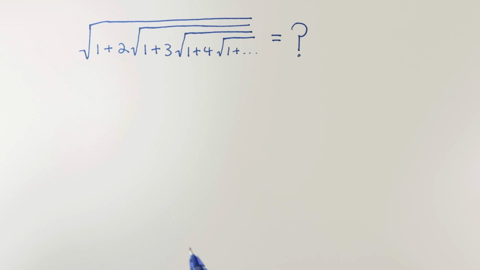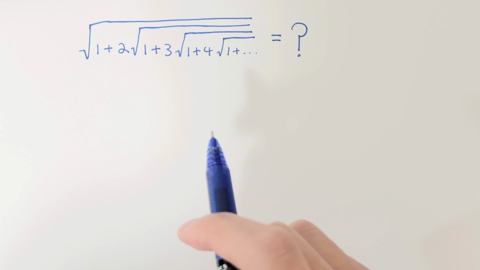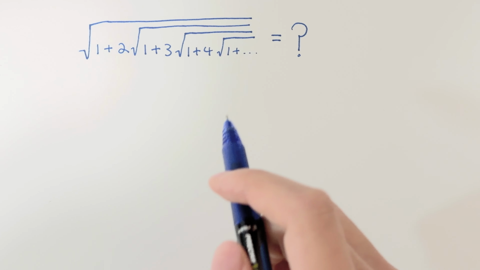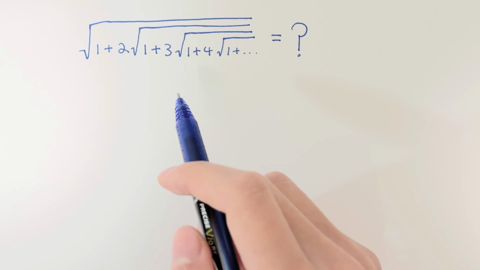Most people look at this and see the numbers 2, 3, 4, and it grows forever, and assume the whole thing must explode to infinity. But Ramanujan knew that infinity often hides a very simple secret. So today we're going to peel this onion layer by layer. So how do we approach this nested radical? To solve this, we don't start with a problem. We start with a simple identity.